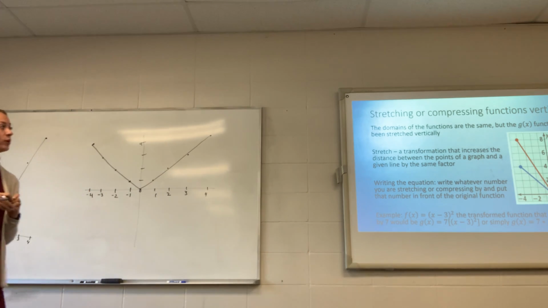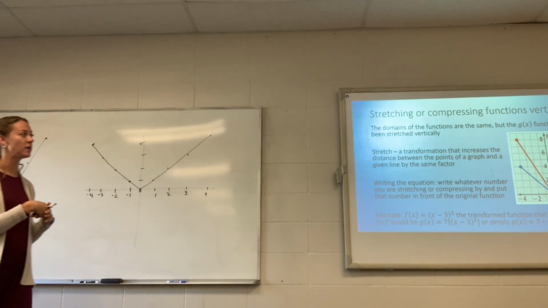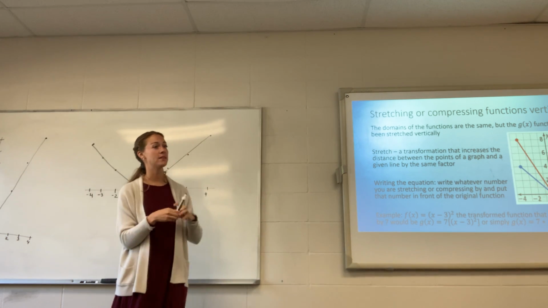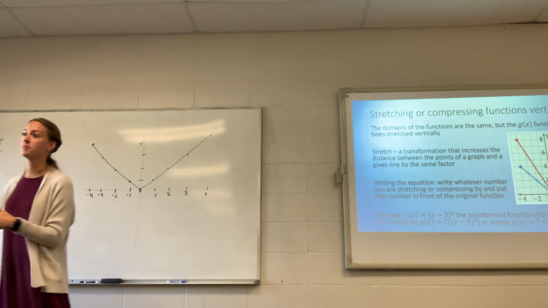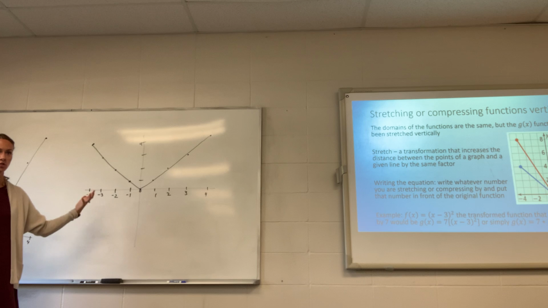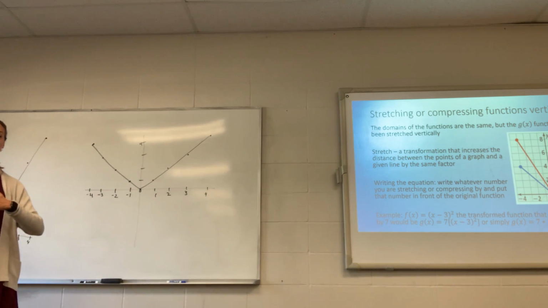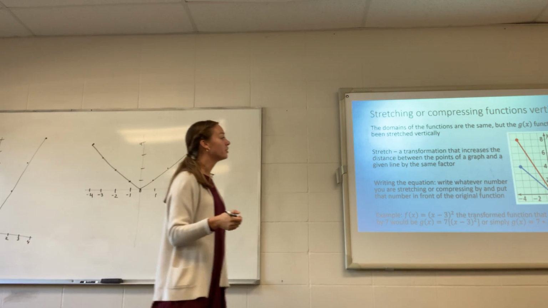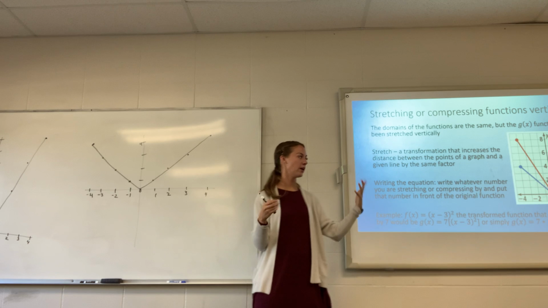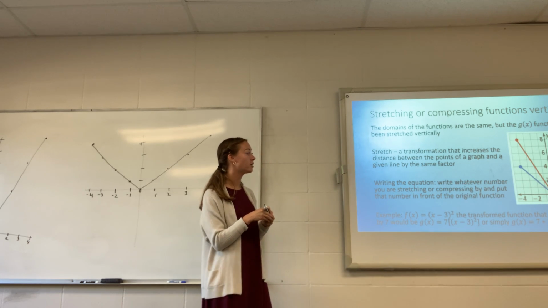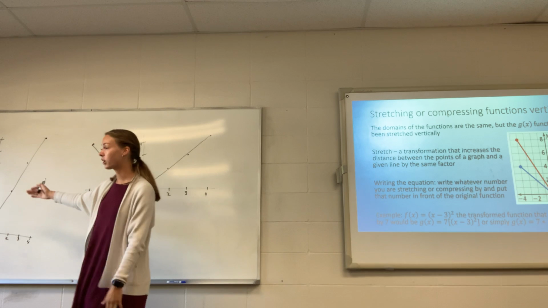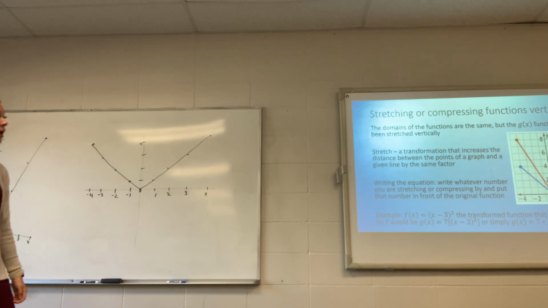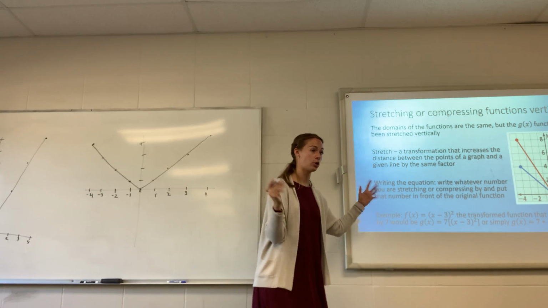Okay, so when you stretch, the definition says it's a transformation that increases the distance between the points of a graph and a given line by the same factor. So all of our points had to be multiplied by the same number. You couldn't multiply one point by 2, one point by 4. In order for it to be considered a stretch, every point gets multiplied by the same number. So when we're writing equations for transformations, write whatever number you're stretching or compressing by. In our case, we were multiplying by 2, we were stretching by 2. So you would write a 2, and you put that number in front of your original equation.